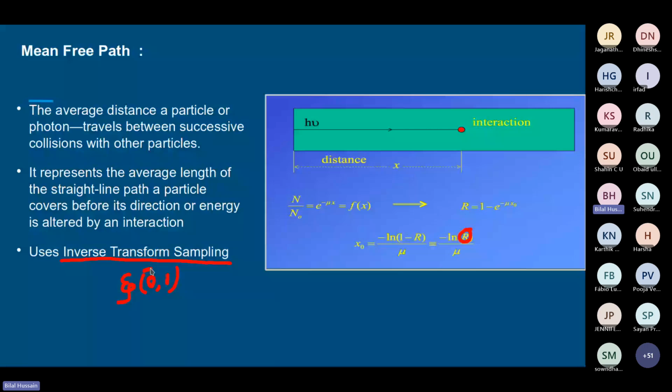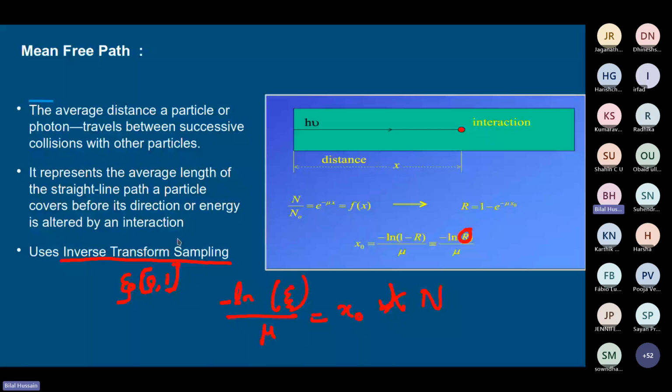Then I check whether my calculated value is valid or not. Now I use minus logarithm of this epsilon value divided by the mu value. That will give me the x naught value. Likewise, I repeat this for n number of histories. That's how I calculate the mean free path.